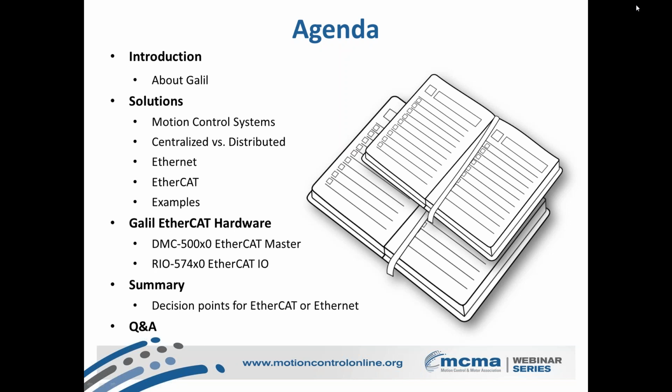After that, I'd like to introduce the Galil DMC 50000 EtherCAT Master and our recently released remote EtherCAT I/O module, and then also show some examples of using that hardware in an EtherCAT network. And finally, summarize cost benefits of either EtherCAT or Ethernet for your application.